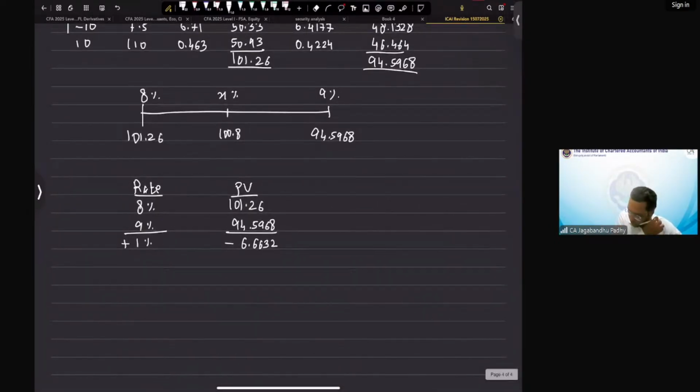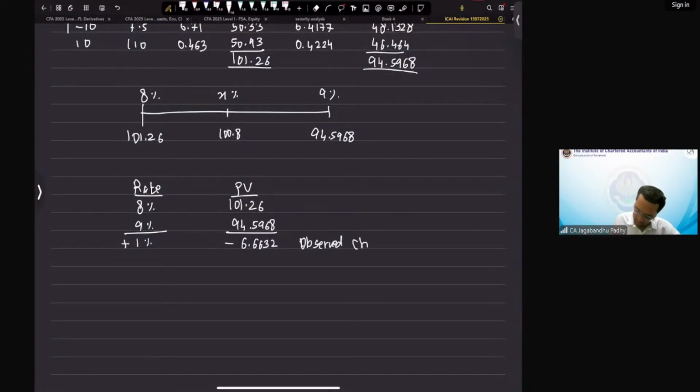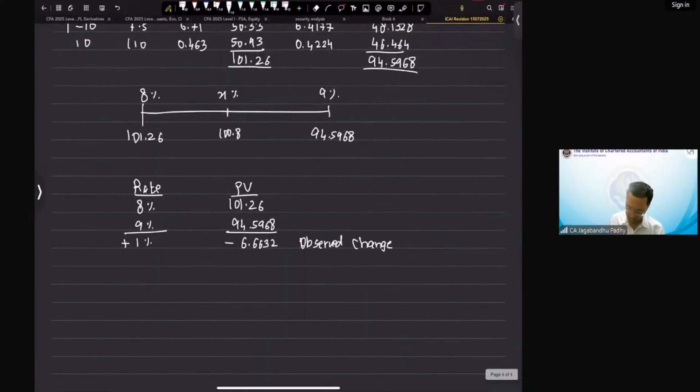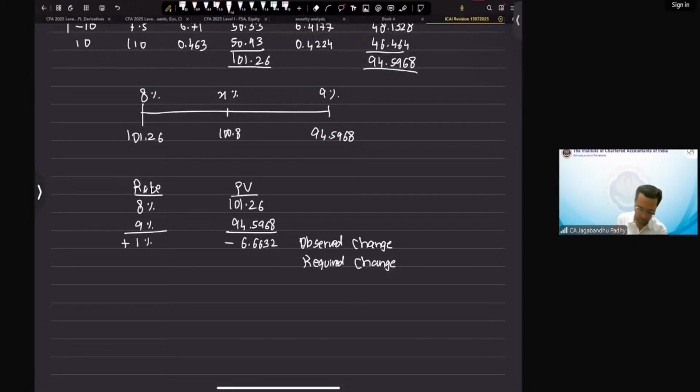Okay, so this is what we have observed, right? This is the observed change. And the required change is something that we are looking for. The required change is going to be the difference from this to this. So the difference is 101.26 minus 100.8.